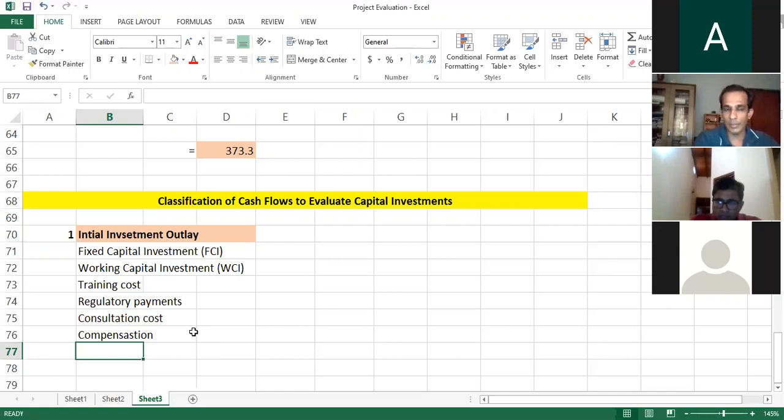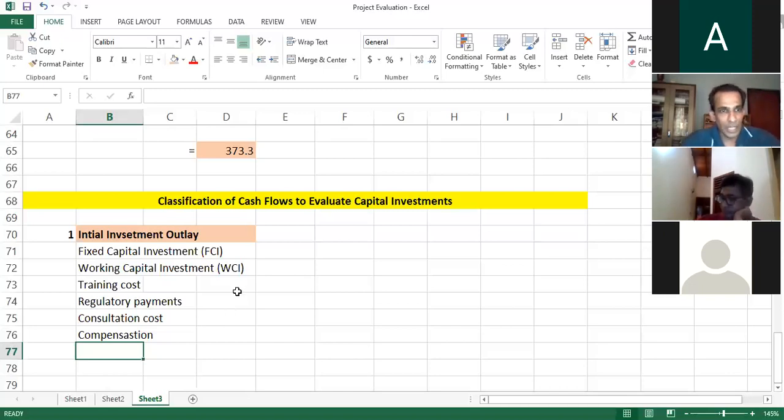And what are the other possible cash flows? Sometimes there can be a situation like this: if the company buys a new machine or new assets, they can sell the old assets. Only if the company buys new assets can they sell the old assets, so there will be a relevant cash flow.